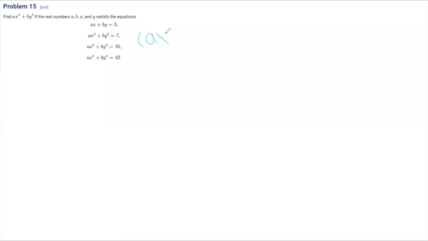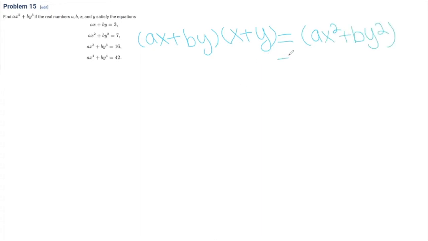ax plus by times x plus y is equal to ax squared plus by squared plus xy times a plus b. So this is our first relationship between the givens and then x plus y and xy.